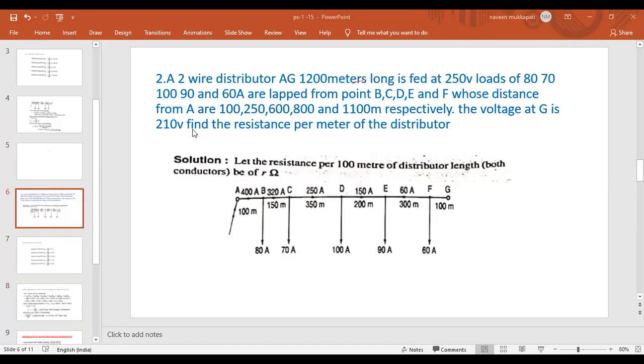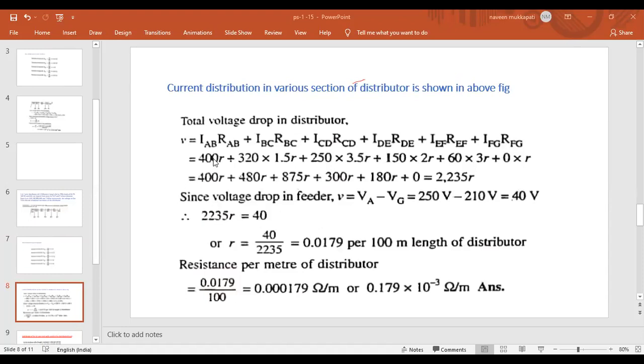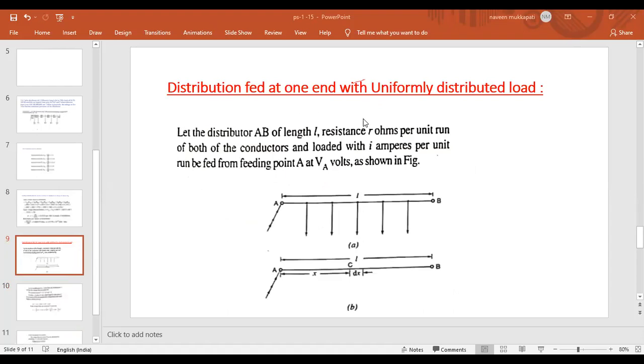Okay, that will be solved for the DC distribution fed at one end by using this same procedure. We will solve this problem, and I will discuss the distribution fed at one end with uniformly distributed load.